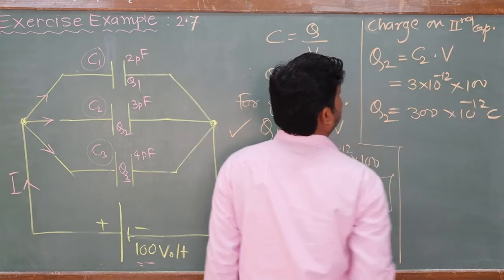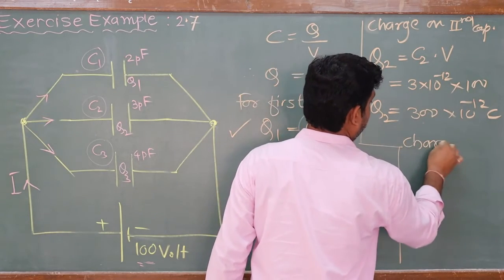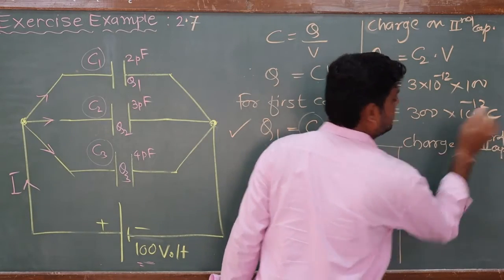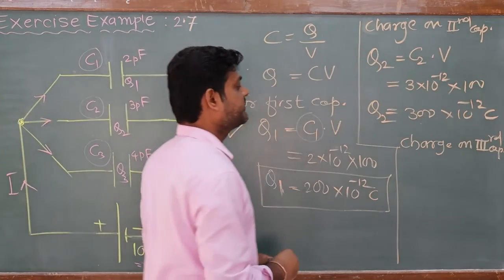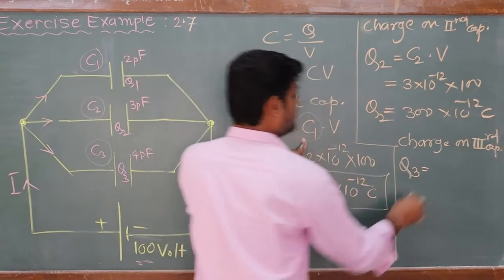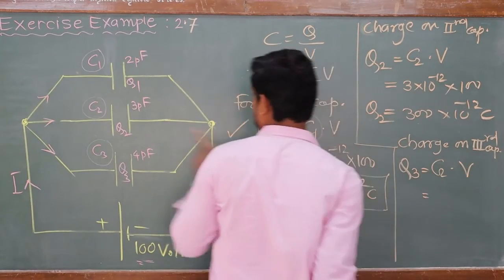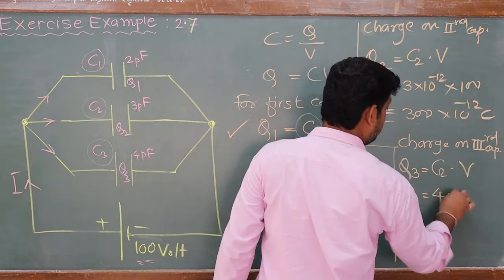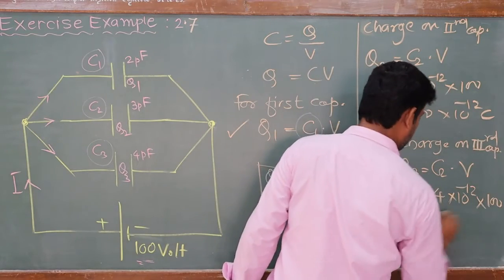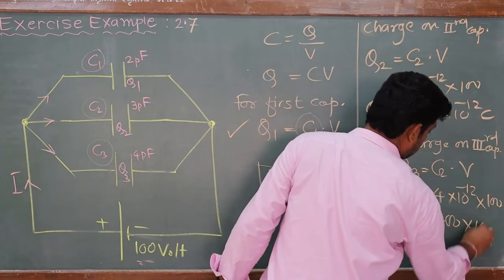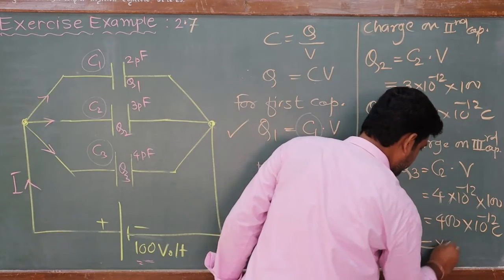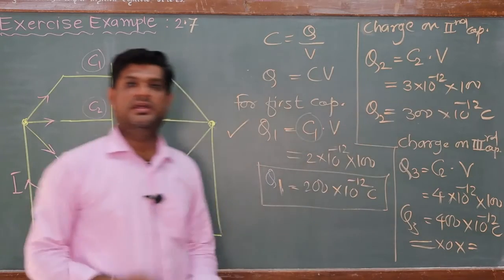Similarly, for the charge on the third capacitor. Charge on the third capacitor will be Q3 equal to C3 into V. C3 equal to what? That is 4, 4 into 10 to the power minus 12, and voltage is 100 volt. Your answer will be 400 into 10 to the power minus 12 coulomb, Q3. In this way we completed this example over here.